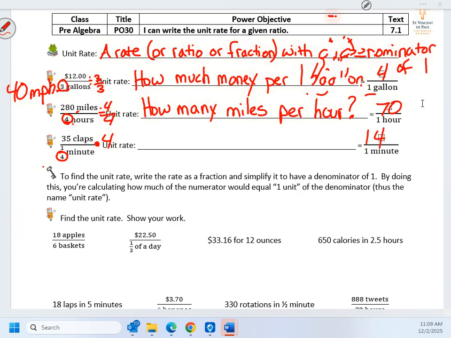140 claps. Does it make sense that our number is bigger? If I'm going from 1/4 of a minute to 1 whole minute, my number's gonna get bigger, right? If I'm going from 4 hours down to 1 hour, my number's gonna get smaller. So if you have a fraction on the bottom, you're multiplying up. It's going to be bigger to get up to that 1 whole.